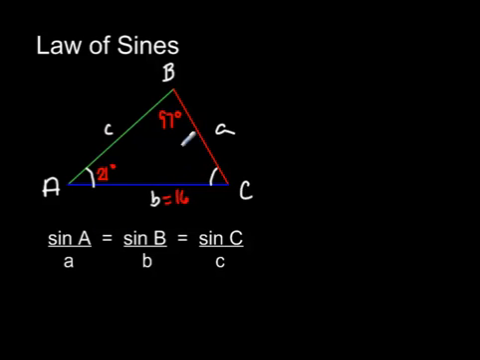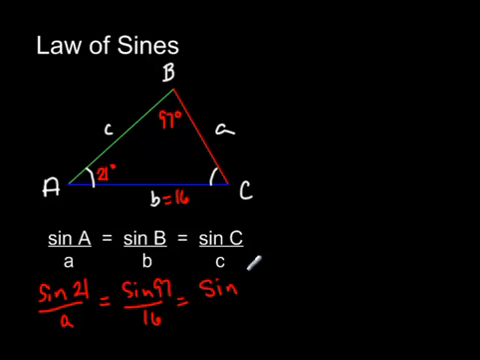In order to solve, we simply substitute in what we know. We are given that angle A is 21, so we're going to say that sine of A, or sine 21 over A, is equal to the sine of 97 degrees over 16 is equal to the sine of C.